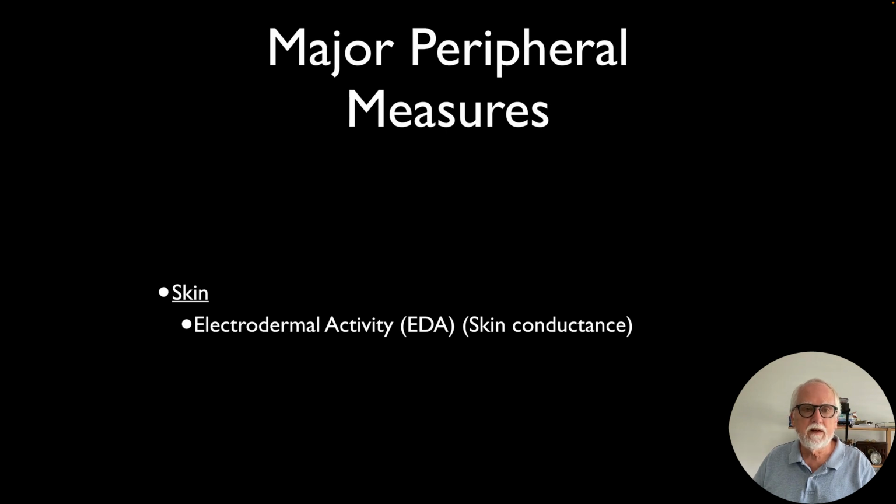So for instance, we can start with the skin. And yes, there are electrodes that you can put on your skin, particularly on your fingertips or the palm of your hand, that measure what's called electrodermal activity, or EDA. This is also known as GSR, or the galvanic skin reflex. That's an old term for it. Also, you could call it skin conductance.